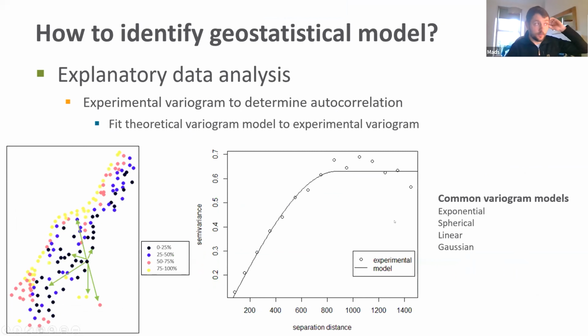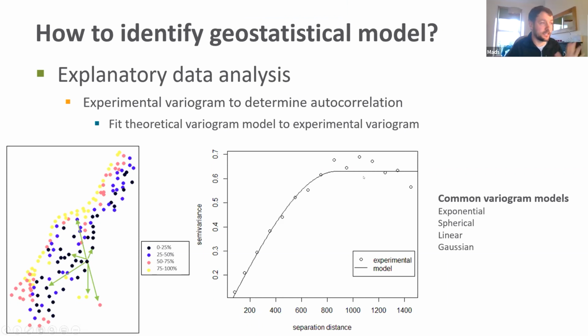And finally, probably the most important part of this exploratory data analysis is to try and determine the variogram. The way you do that is you calculate an experimental variogram. You take all data points that are, for example, in this case, located within 0 and 100 meters of each other, and then you calculate the variance of all those values. Then you do the same for the interval from 100 to 200 meters, and calculate the variance, and from 200 to 300 and so on.